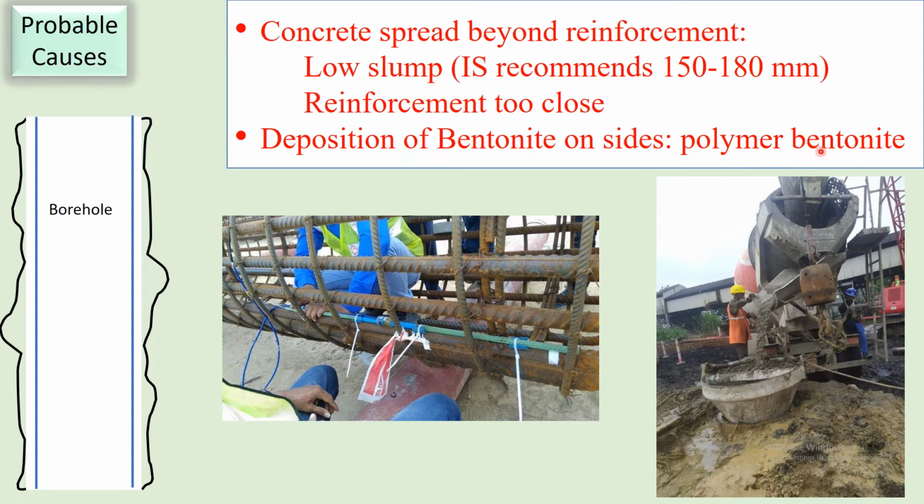IS code recommends that bentonite should be there, but nowadays we are having polymers which are serving as the bentonite. So we should think about that. So my probable cause for why skin friction is not generating beyond 7 meter could be that the concrete is not spreading in this zone at all. That could be one of the reasons, but I don't know for sure.